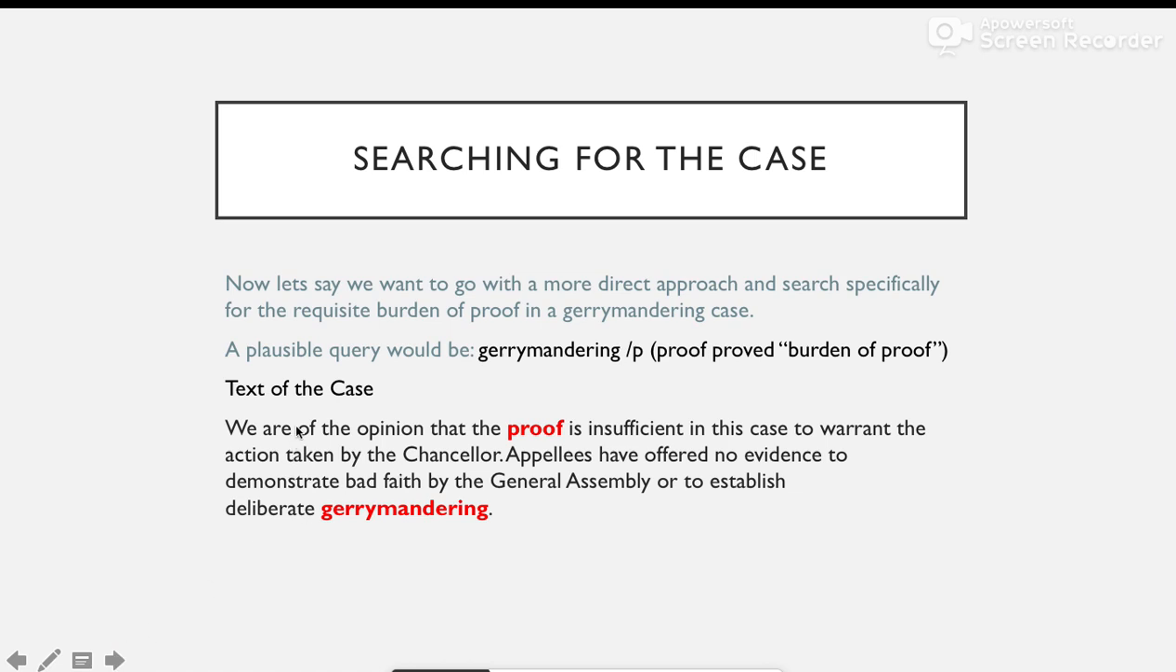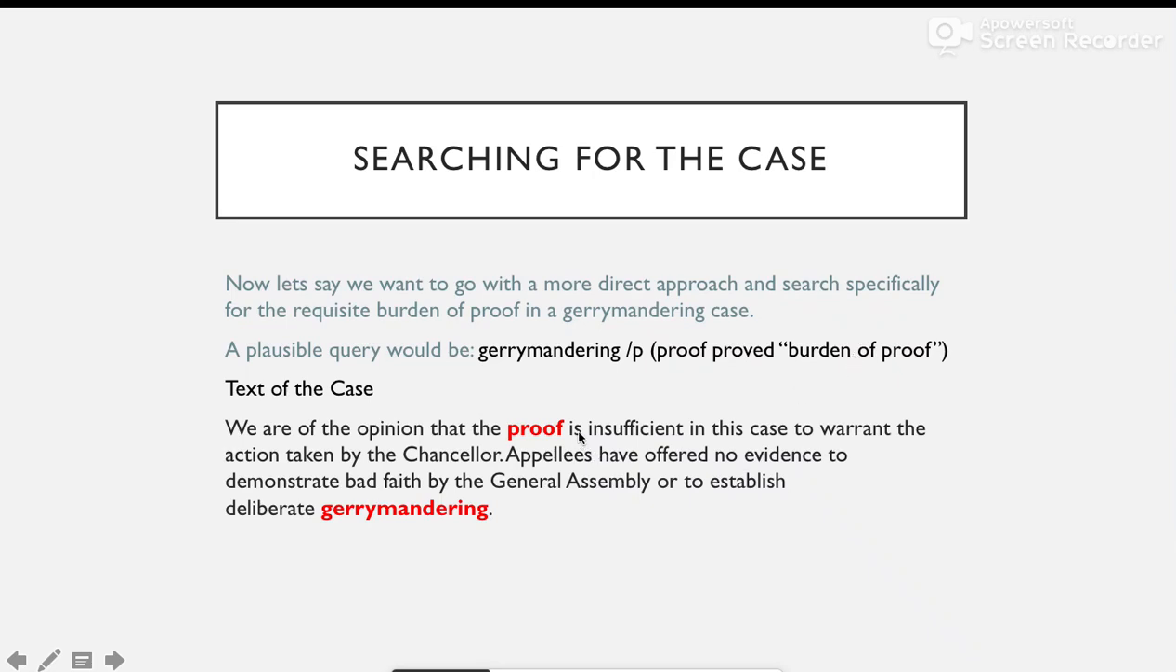So looking at the text of the case, we see it says, we are of the opinion that the proof is insufficient in this case to warrant the action taken by the Chancellor. Appellees have offered no evidence to demonstrate bad faith by the General Assembly to establish deliberate gerrymandering. So would this deliver these results? Yes, we see that the word gerrymandering is within the same paragraph as the word proof. We didn't get the phrase burden of proof here.